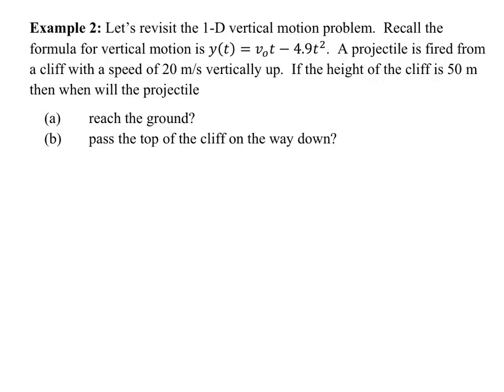So here's launching, right? It gets launched with 20 meters per second as its velocity. If the height of the cliff is 50 meters, then when will the projectile, two things, reach the ground, and pass the top of the cliff on the way back down. We did this earlier in the year with a hot air balloon, and we saw when does it pass it on the way up versus the way down. Now we're looking at a problem that's similar, but what do you think is going to make this a little bit tougher?